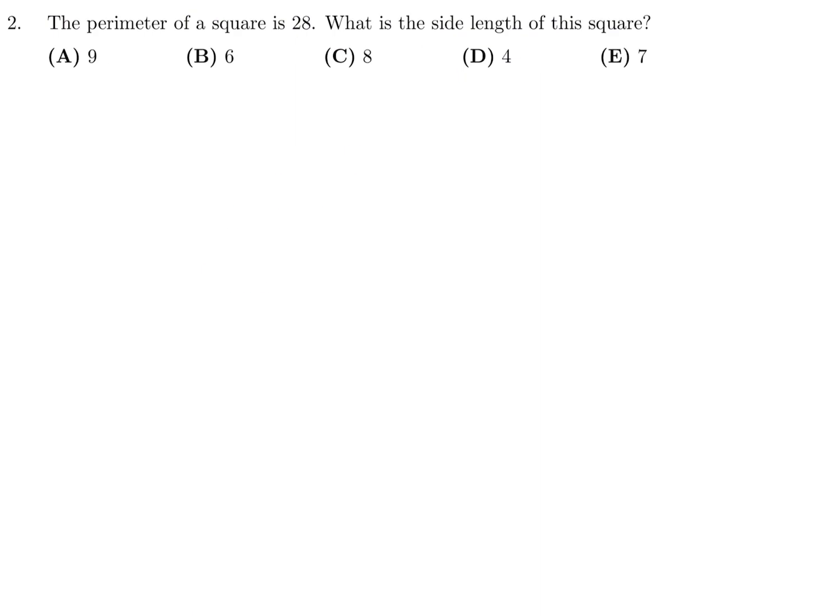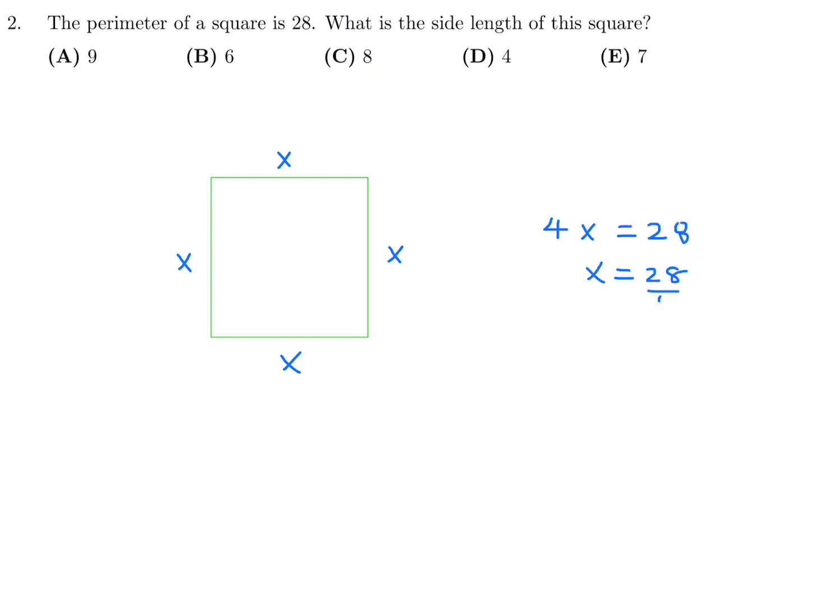The perimeter of a square is 28. What is the side length of the square? So we've got a square, and they're saying the perimeter is 28. So the side length obviously is going to be the same, so I'll denote it as x. So therefore, 4x is equal to 28. So x will be 28 divided by 4, and that is 7. So number 2, the answer is E.